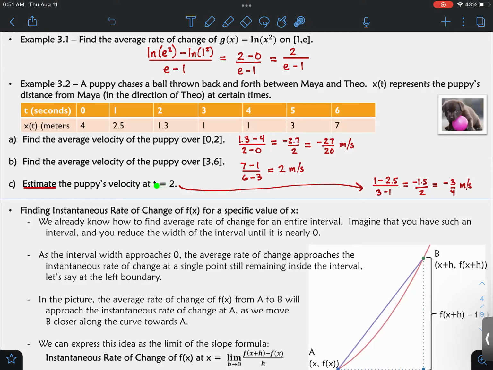What I'm going to do here is pick two time values as close to t equals 2 as possible, one on either side. So of course that would be looking at t equals 1, t equals 3, and then just apply your slope formula again, your average rate of change formula, to get an answer there.